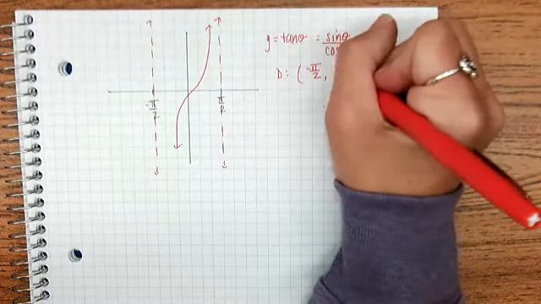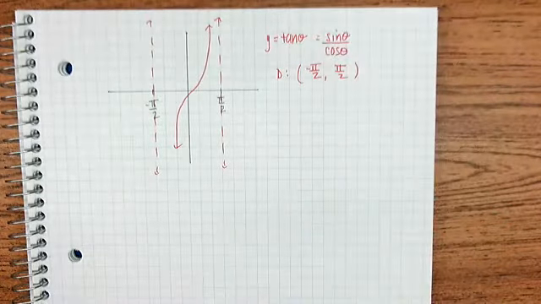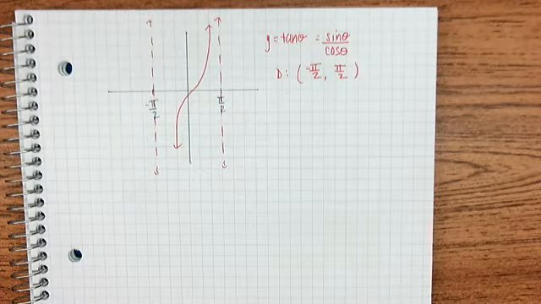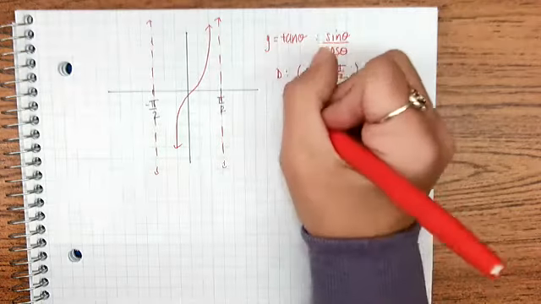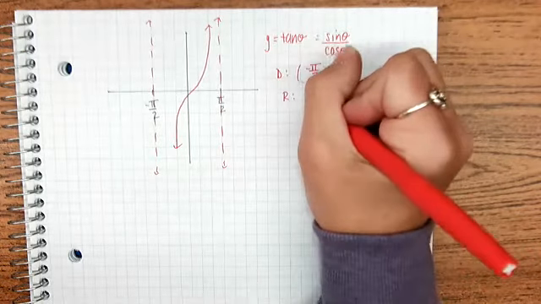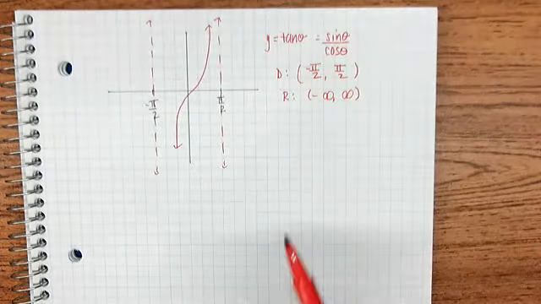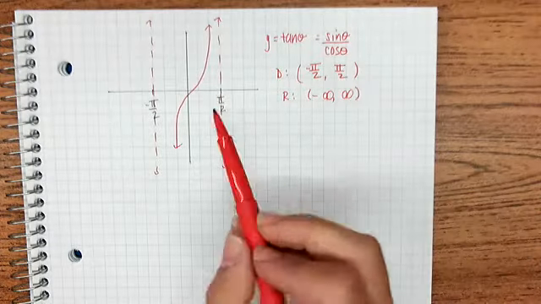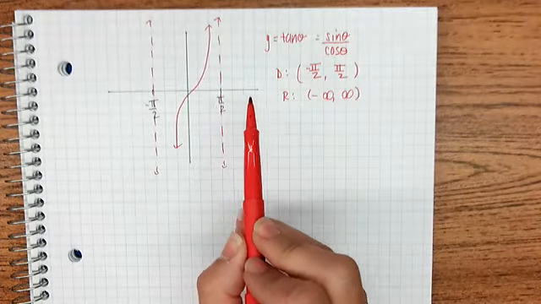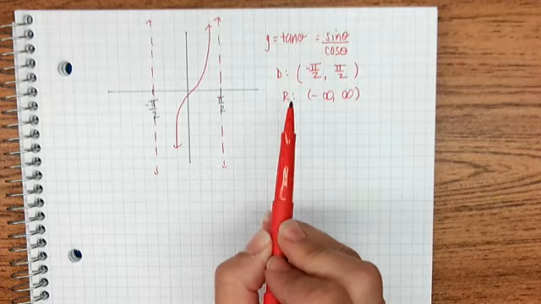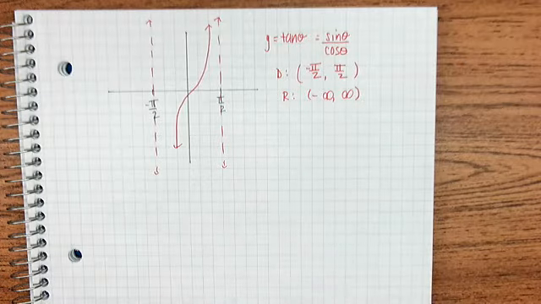Negative pi over 2 to pi over 2. This is the domain of the parent. The domain of the overall function is all reals except pi over 2 plus odd integer multiples. Say that 10 times fast. Pi over 2 with odd integer multiples, because 1 pi over 2, 3 pi over 2, 5 pi over 2, 7 pi over 2. So they are odd integer multiples.